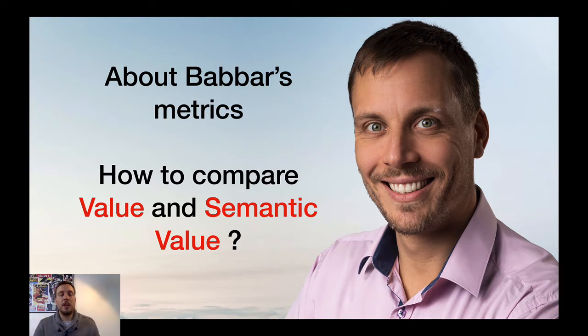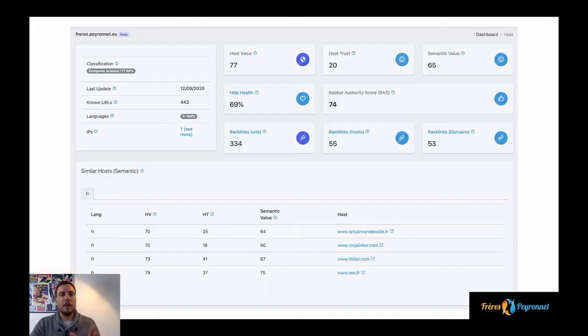I'm going to show you three different websites and we're going to talk about these examples. First one is the website frère.perronnet.eu, which is a website we operate. It's classified in computer science and IT, and it talks about exactly SEO and other computer science stuff.